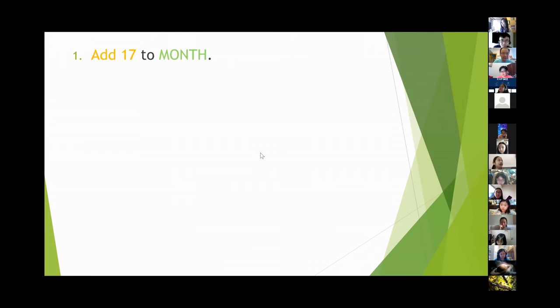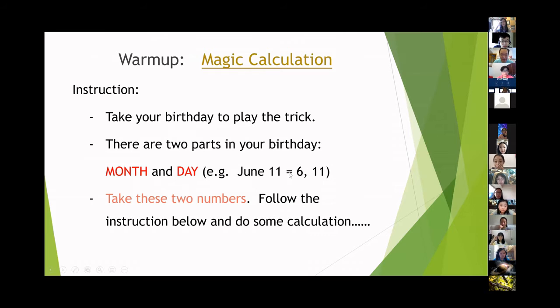Okay. Now, step number one. Add 17 to the number of the month. Okay. For example, now, let's see. For example, your month is June. The number is 6. So first step, add 17 to that month. Okay. Your birthday month, right? Month is 6. Add 17 to it: 17 plus 6. Okay. Step 2.